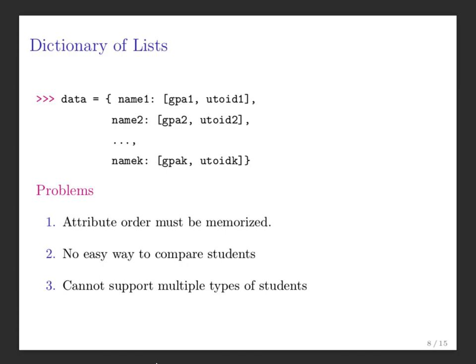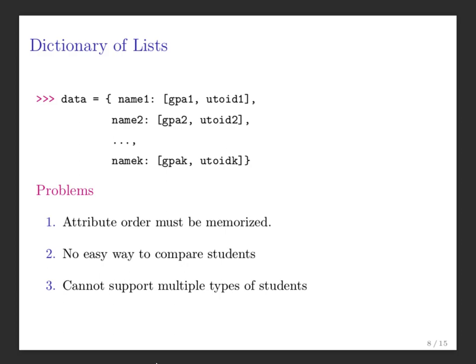So one of the things that we can do is have a dictionary where the name is the key and the value is a list of GPA and the user ID. Okay, so problems with this. The attribute order has to be memorized, right? You're saying I'm putting the GPA at the 0th position, but that has to be communicated, right? The fact that the list positions have meaning that are hidden is a problem. If I reversed all of these things, it would screw things up, right? So suppose the student ID was like 3.7. That couldn't be the case, right? So you have to memorize the attribute order.